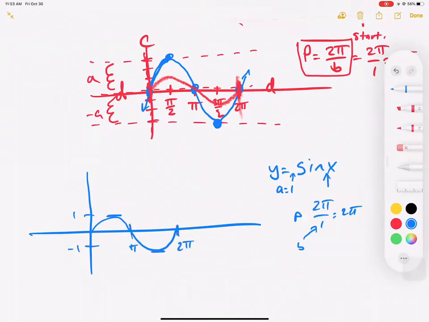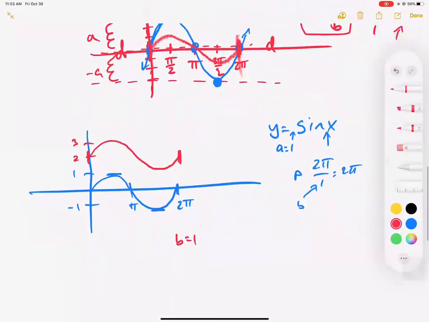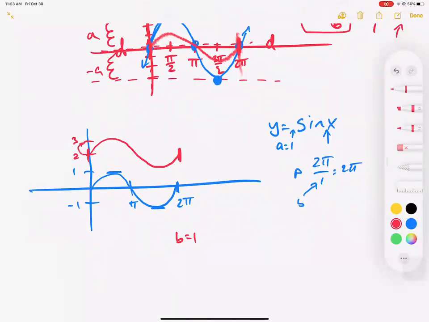Now I'm going to change this graph a little bit differently. I'm going to kick this up, 2 and 3. I'm going to draw the graph up here. So let me ask you what has changed. Has the period changed? Are we still starting and stopping in 2 pi? Yeah. So my red graph, my b value is still 1. How about my a value? Is the amplitude still up 1 and down 1? Take a look. Up 1, down 1. A value is still 1.